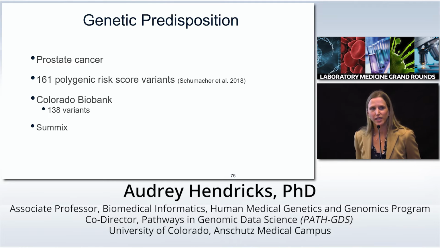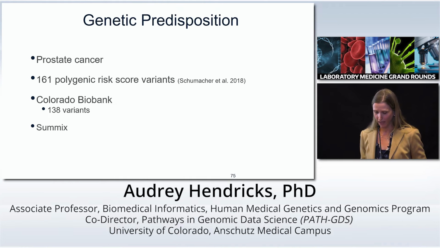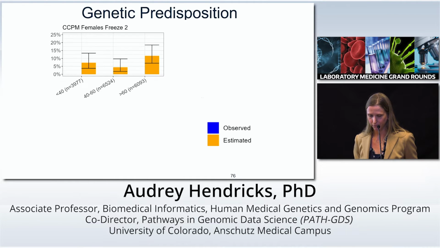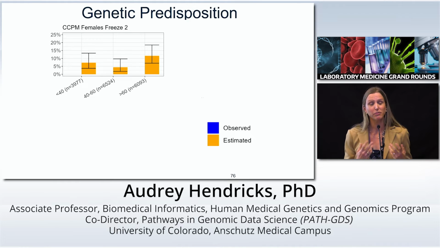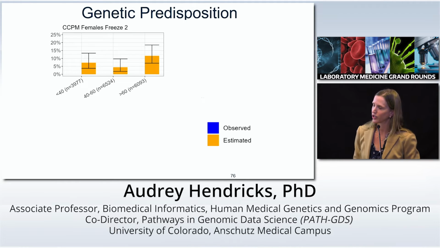So lastly, we're really trying to get into can we detect the genetic predisposition to certain conditions? So we took prostate cancer because it's highly genetic, and we took variants for a polygenic risk score from 2018, and we overlaid them with our Colorado Biobank, and then we applied ΓÇÜomics. So I'm going to walk you through what we see here. So anything blue is our observed data, and anything orange is our estimated.